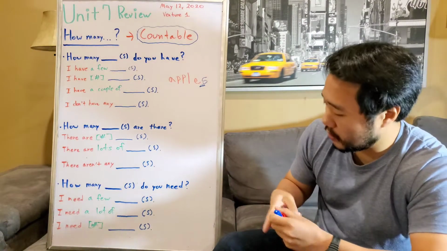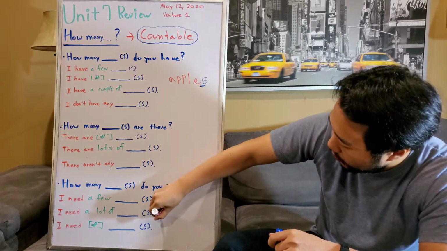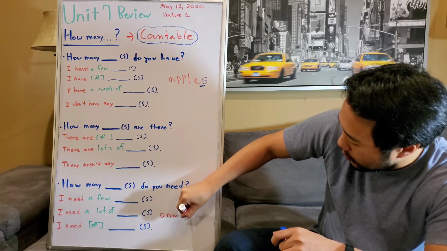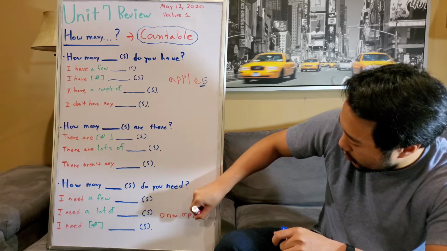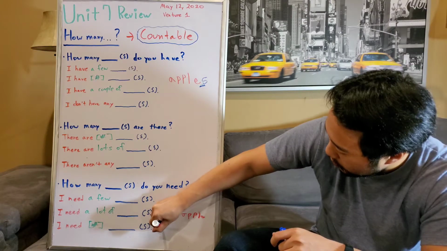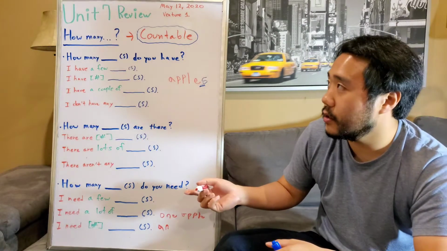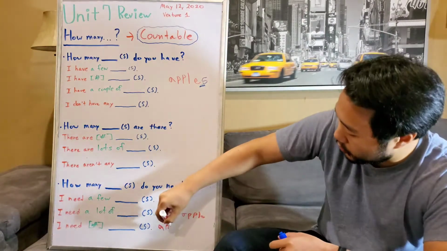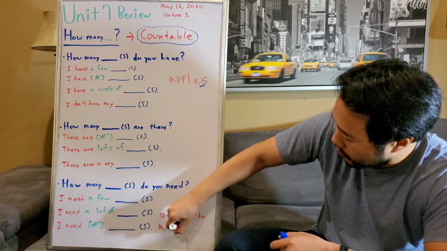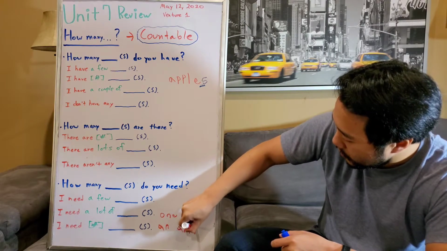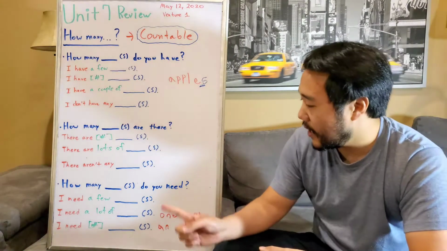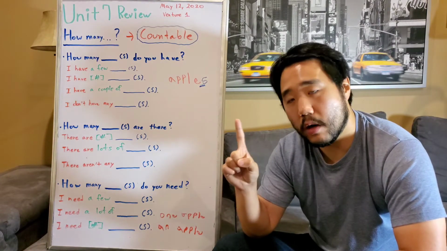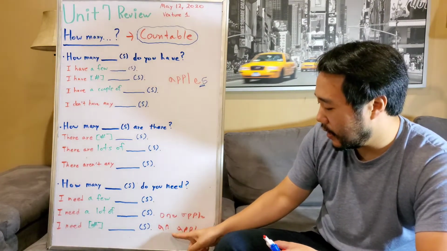So 1 apple, or an apple. Remember, if it's single, we have to consider the vowel A, E, I, O, U. So we can say, how many apples do you need? I need 1 apple. Or I need an apple with A-N.